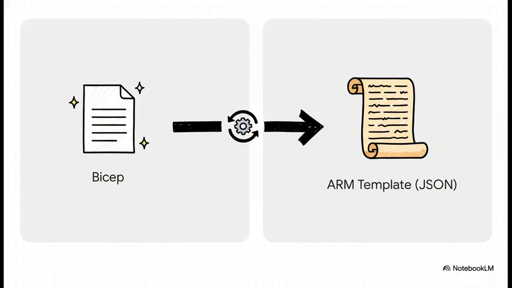Now, let's be honest. Writing JSON by hand can be a little tedious. It's verbose, it's complex. That's why Microsoft created Bicep. Bicep is a much simpler, cleaner language that's way easier to read and write. But here's the cool part. It's just a transparent layer on top of ARM. You write an easy Bicep, and it turns into the powerful ARM template behind the scenes.